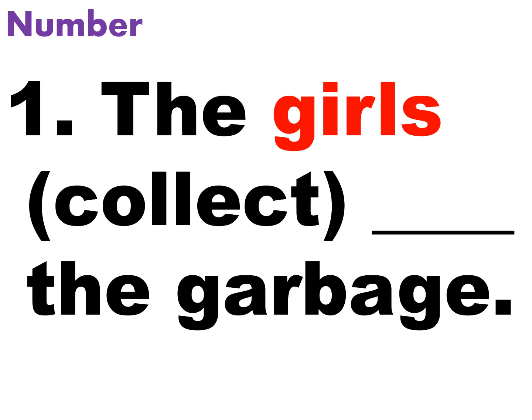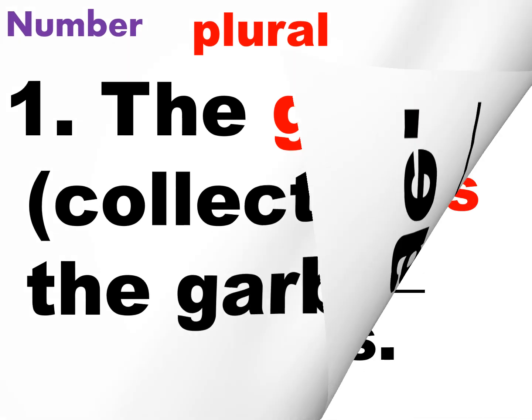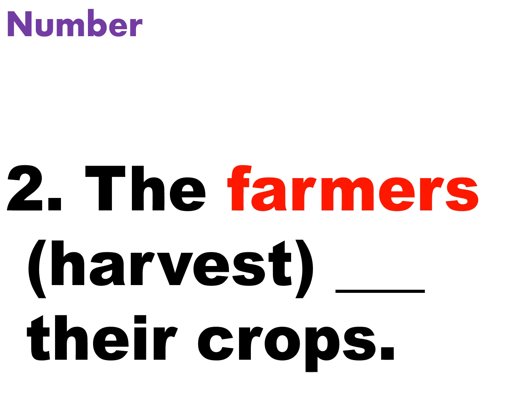Now let us find out the answer. The number of the subject girls is correct, plural. Now let's try this one. The farmers harvest their crops. Our subject is farmers. What is the number of the subject? The answer is plural. Did you get it correct?